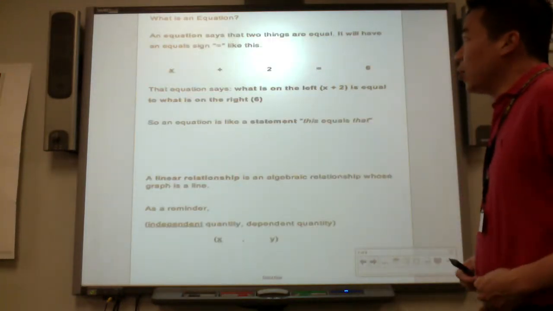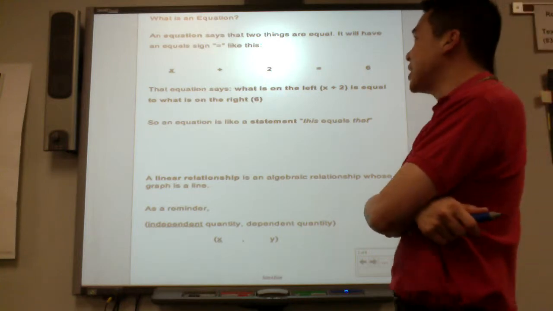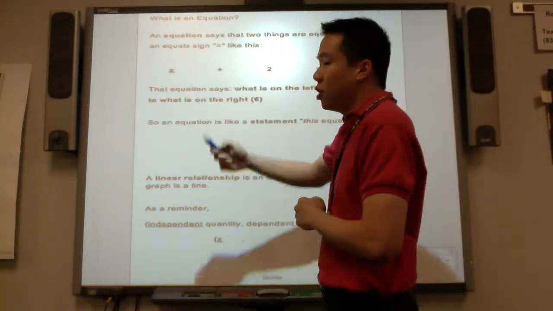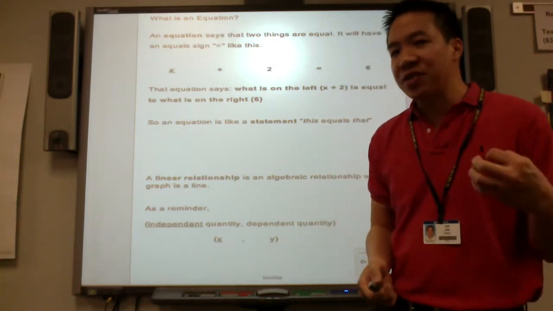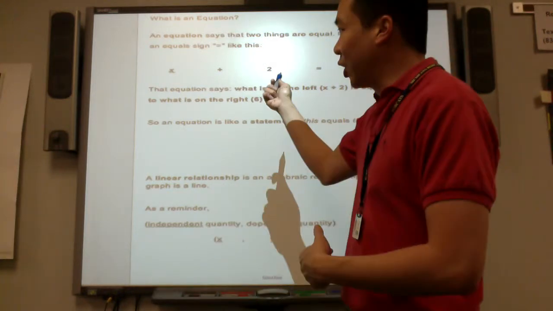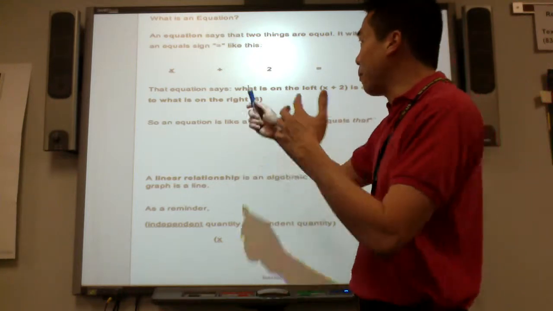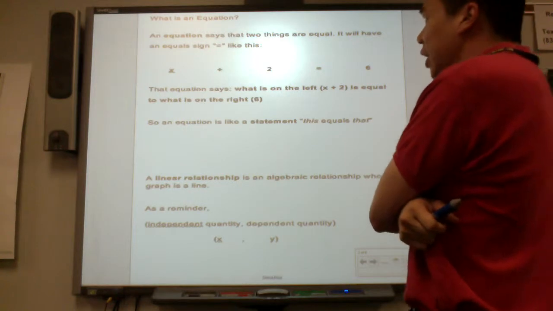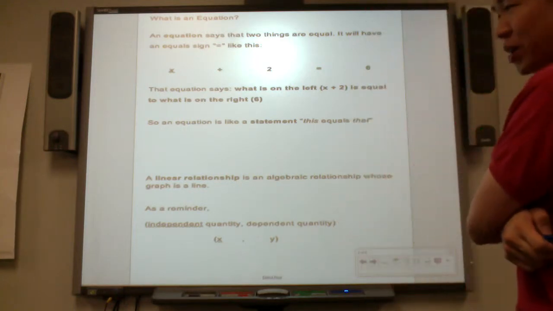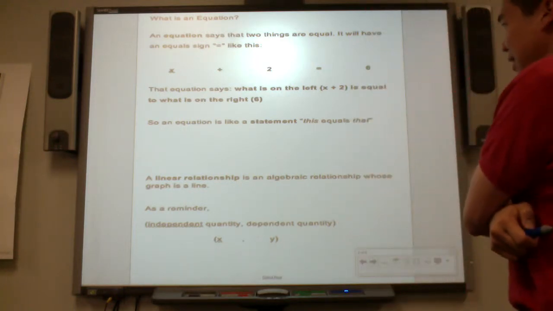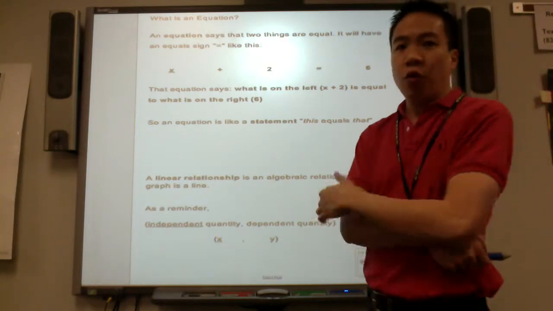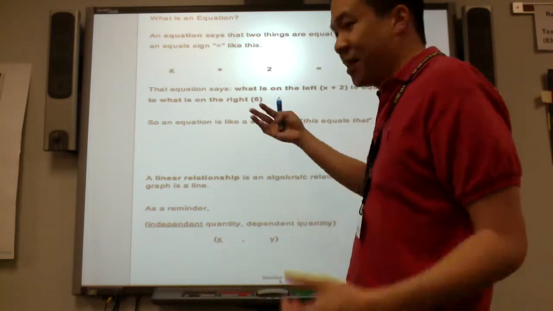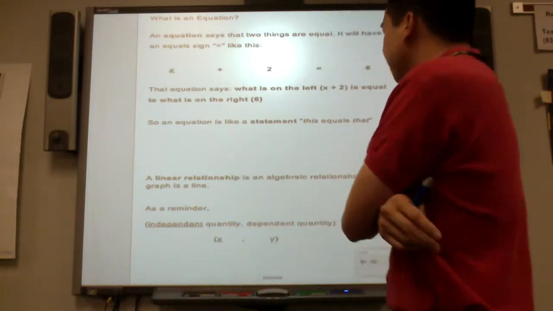So what is an equation? An equation says that two things are equal. It will have an equal sign like this. An expression, again, is a math sentence with no equal sign. An equation, on the other hand, is a math sentence with an equal sign. It tells you what this value is. This equation says what is on the left is equal to what is on the right. So an equation is like a statement: this equals that. An expression has no equal sign.